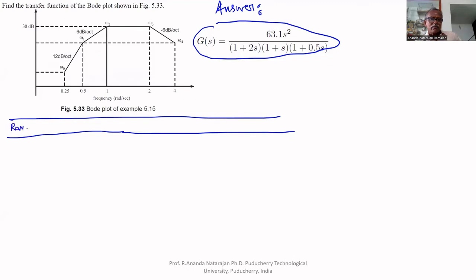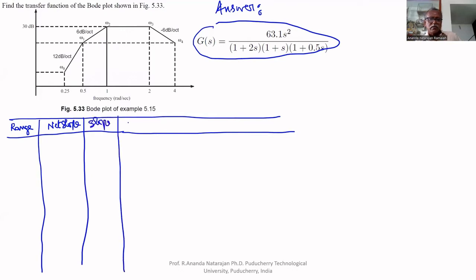The table columns are: range, net slope, then slope, corner frequency, then factor. So these are all. Now the range is for the first.